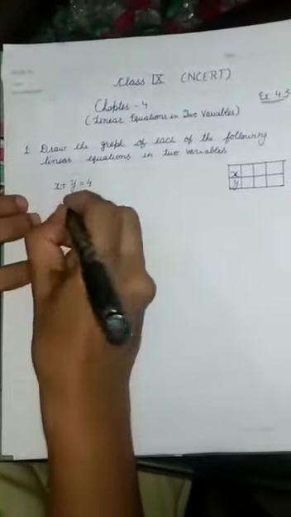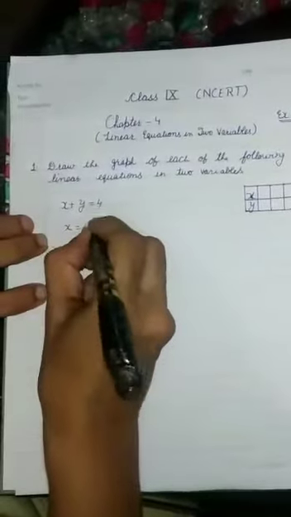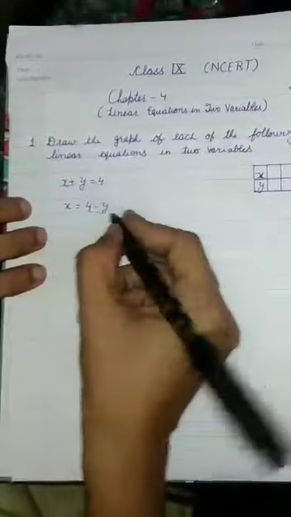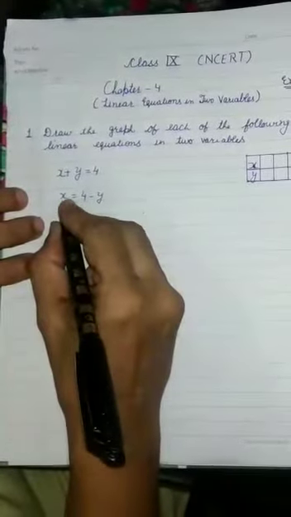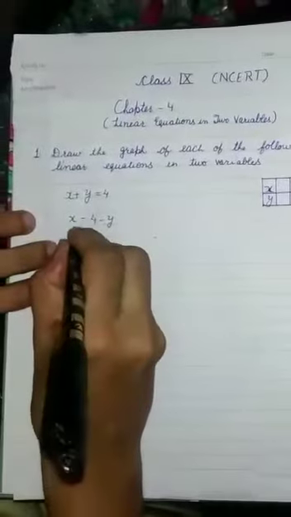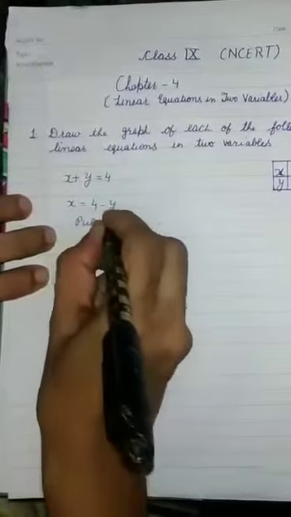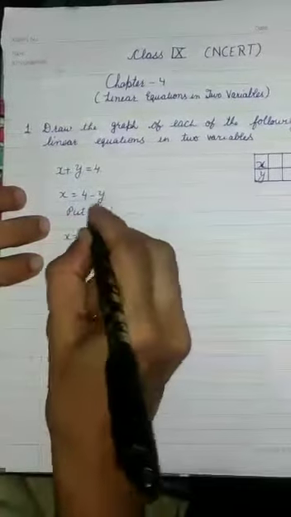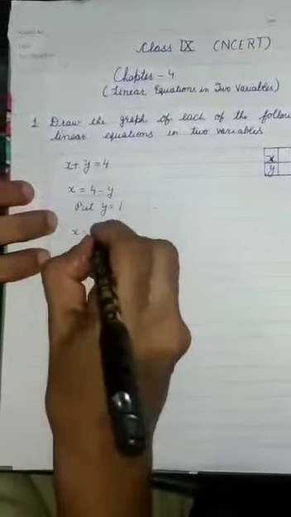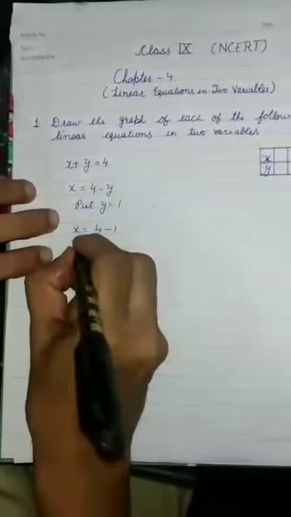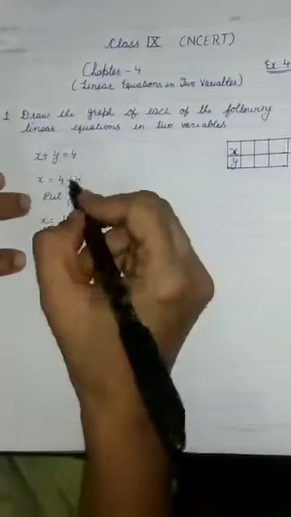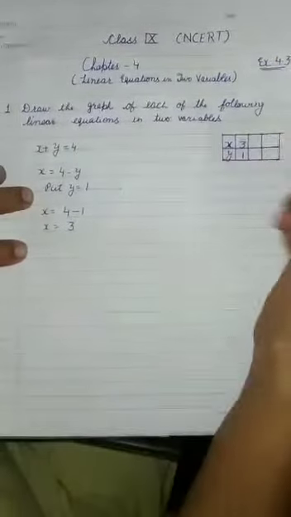I am writing it like this: x is equal to 4, this y will go to that side, 4 minus y. Now I will take the value of y to find out the value of x. Put y is equal to 1. I will put this value in this equation: x is equal to 4 minus 1, x is equal to 3. So for y is equal to 1, the value of x is 3. I am writing it in the table.